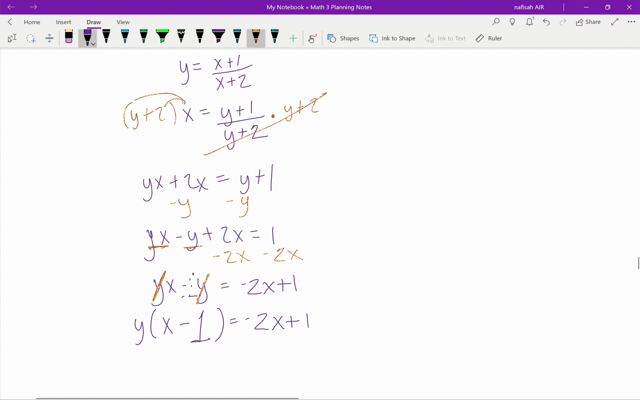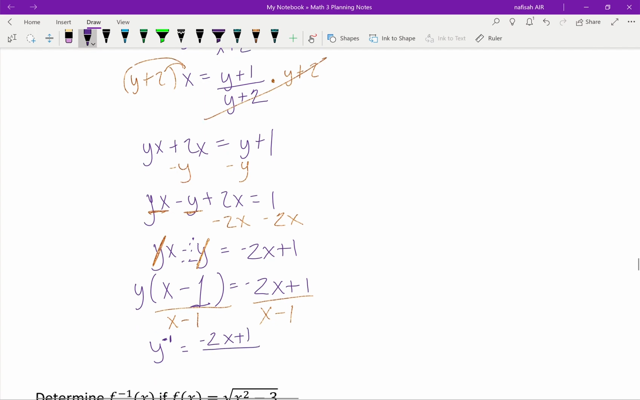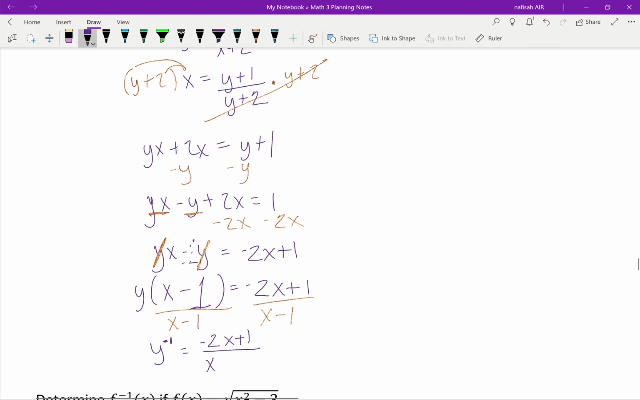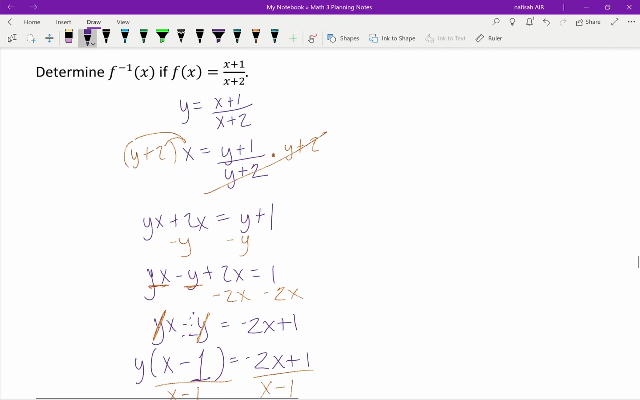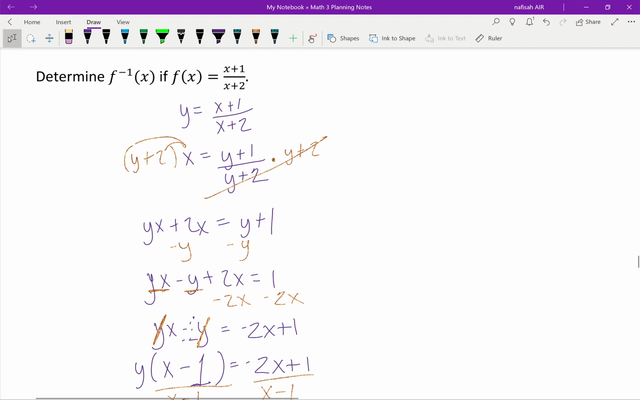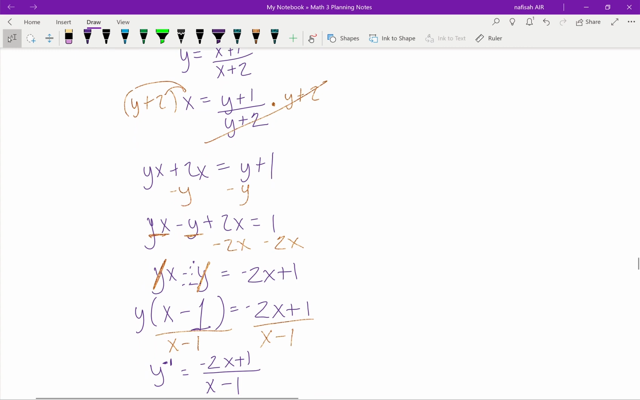My last step is always the same. Once I get to this step and I wrote my y parentheses, I'll just divide everything by x minus 1. So my inverse, that's the symbol for inverse, would be negative 2x plus 1 over x minus 1. I have to remember that they told it to me as f of x, and they asked me to determine the inverse of f of x. So instead of writing the inverse of y, I need to write the inverse of f of x. But that is my answer.